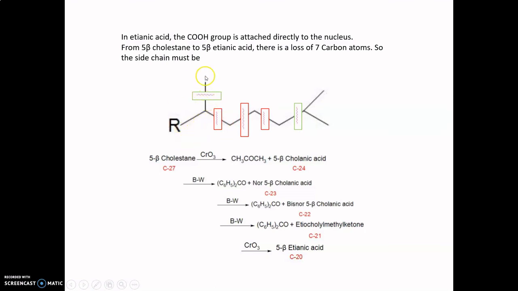When we oxidize, this side chain undergoes oxidation and you get 5-beta etianic acid. So this carbon gets converted to COOH, and the COOH is directly attached to the nucleus of the cholesterol. So the set of reactions we have done fits into the structure; the structure of the side chain fits into the series of reactions we have carried out to elucidate it. So we have seen that the side chain is on carbon 17, and the nature of the side chain will be like this.